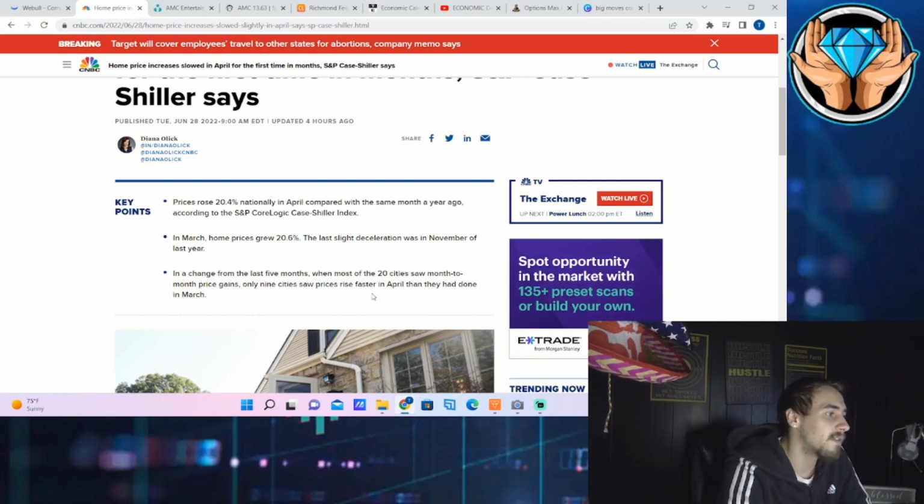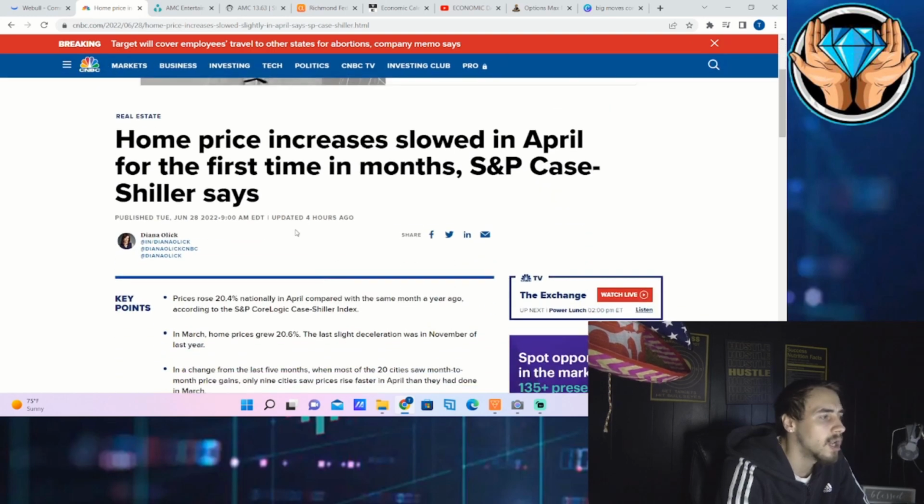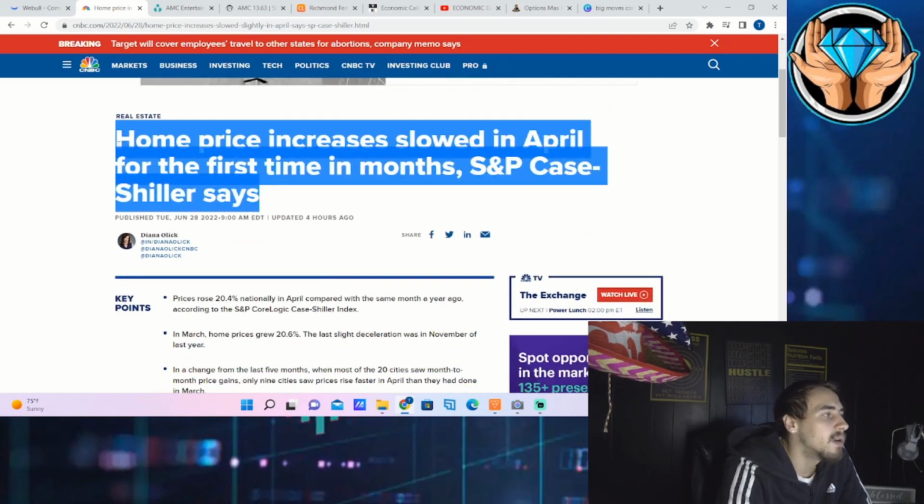In a change from the last 5 months, when most of the 20 cities saw month-to-month price gains, only 9 cities saw prices rise faster in April than they had in March. So not a lot of cities are still appreciating in value as far as home prices are concerned. The good thing is a lot of people have equity built into their homes.